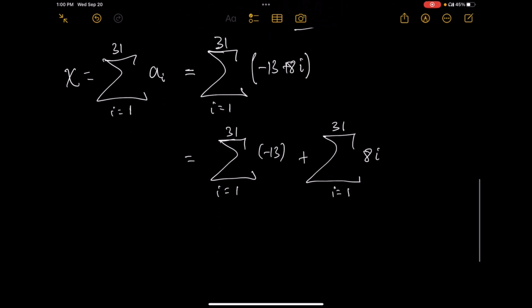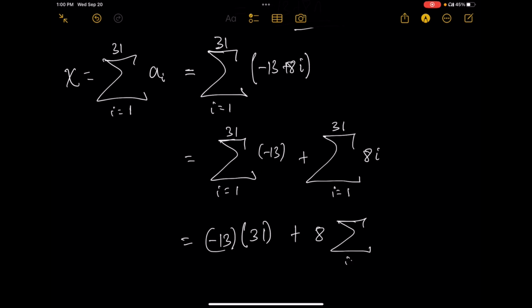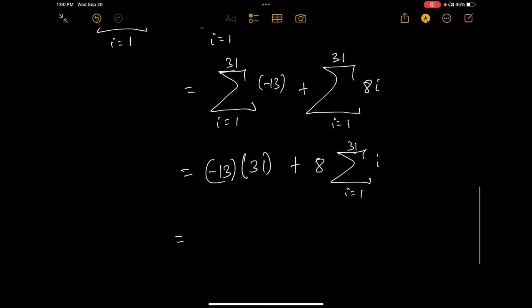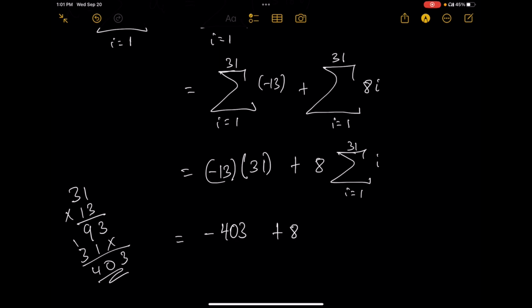Okay, this is the first one. The first summation can be written as negative 13 times 31, because adding negative 13 to itself 31 times means multiplying by 31. Plus the second one, which is 8 times the sum for i running from 1 up to 31 of i. This is 31 times 13, negative 403, plus 8 times the sum for i running from 1 to 31 of i.